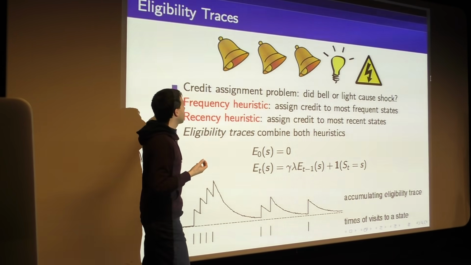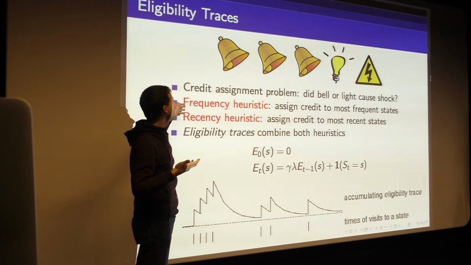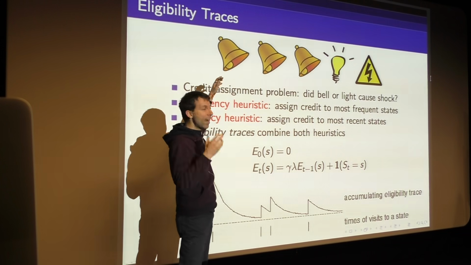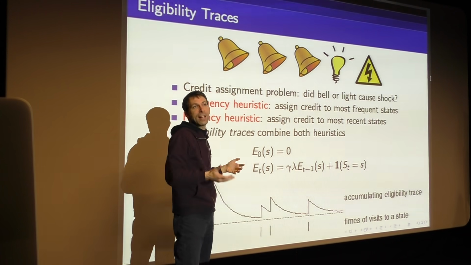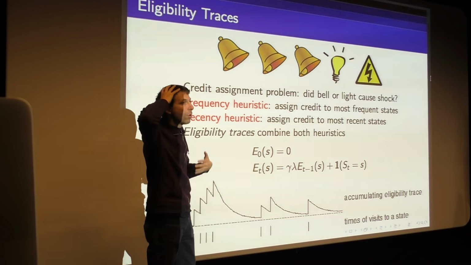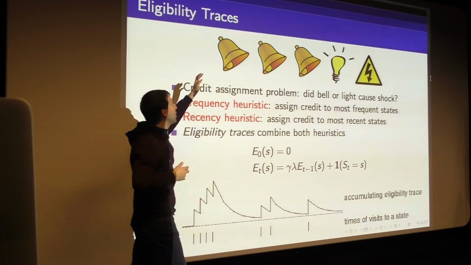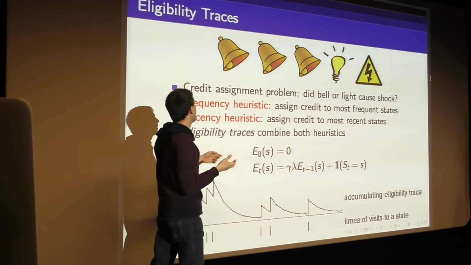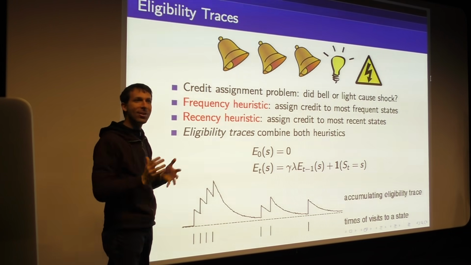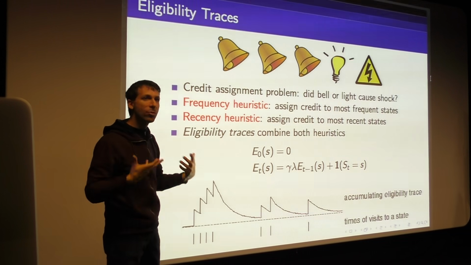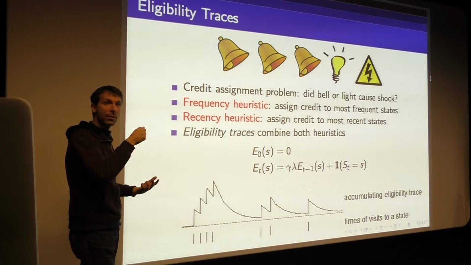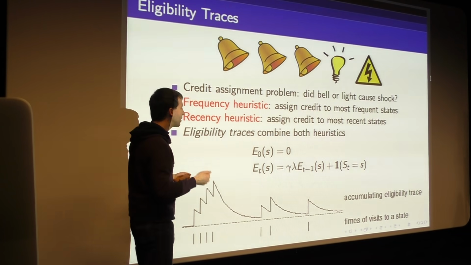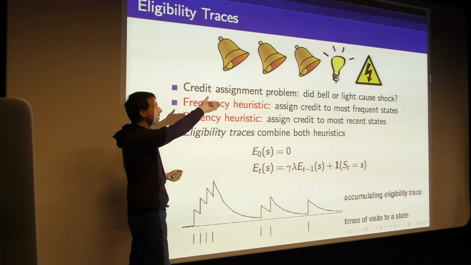If you thought that the most frequently occurring state caused this event, then you would assign credit for your error to the bell. You would say the bell happened more, so I should change my thinking more because of the bell than because of the light. But there's also a recency heuristic, which apparently you guys are partial to, which is to say the most recent thing which happens should be assigned credit for the error that we see. And the idea of eligibility traces is to combine both these heuristics together.